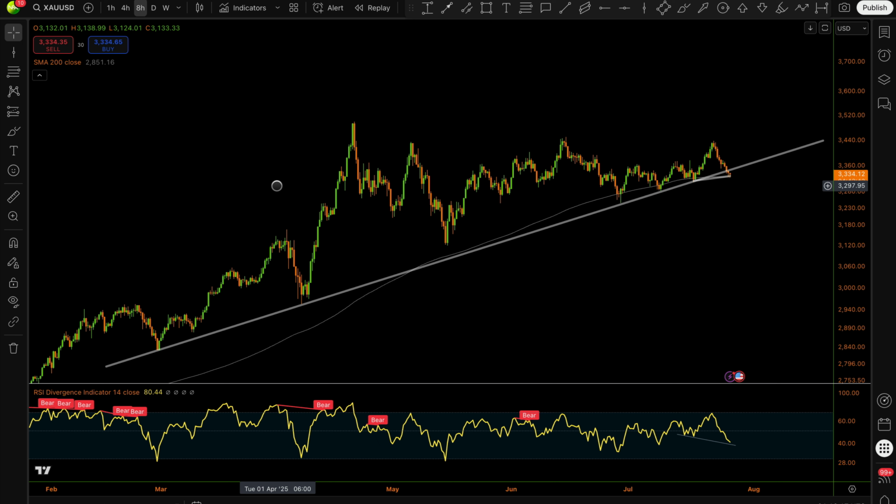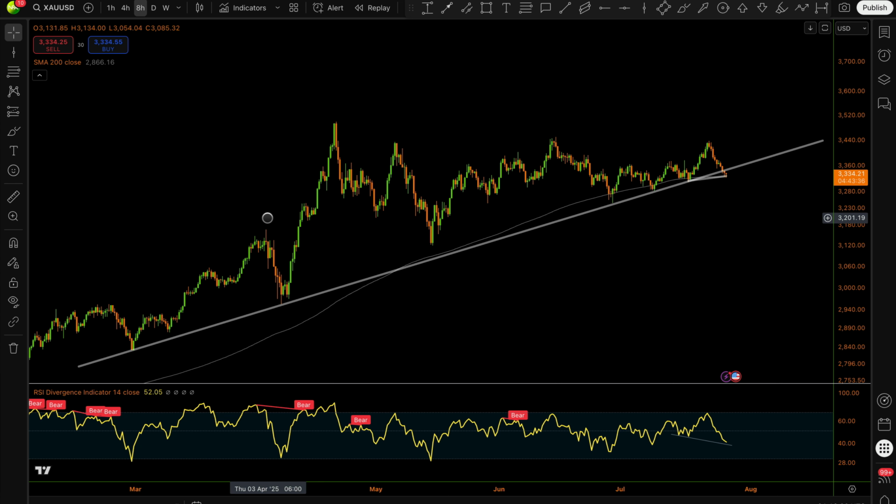Let's get started. So for today's analysis, we're not going to be going into any fundamentals, as we're just going to be focusing more on the technical aspect of the market and see exactly what the price action tells us.